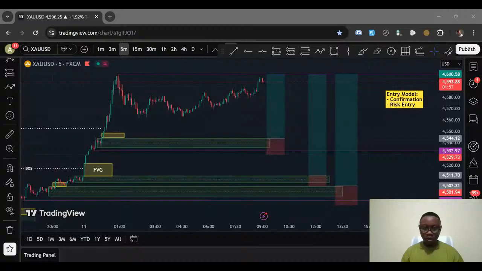So again, I was saying something. I take risk entry at extreme zones. Yes, because like I mentioned earlier, extreme zones have a very high probability of holding. Price would most likely respect extreme zones and give a very massive movement. So I use risk entry at extreme zones. But for other zones, I use confirmation entry most of the time.